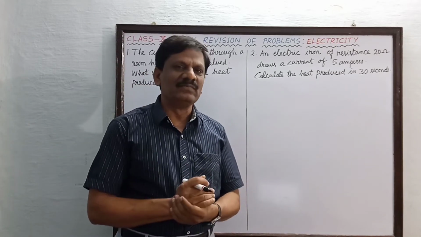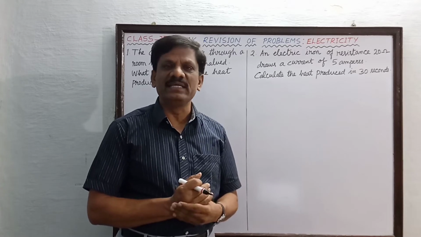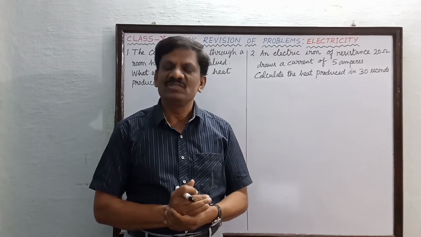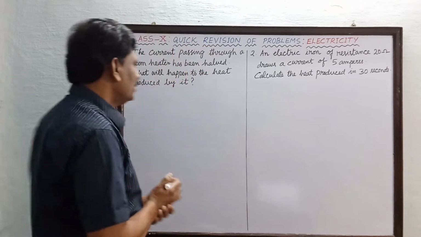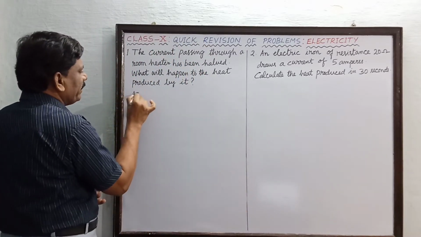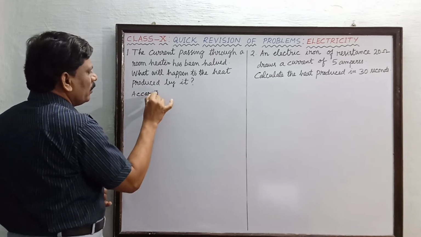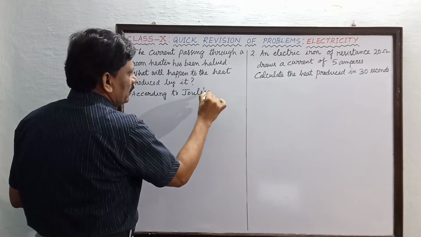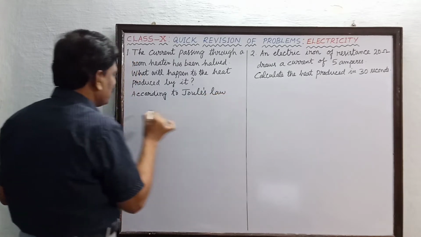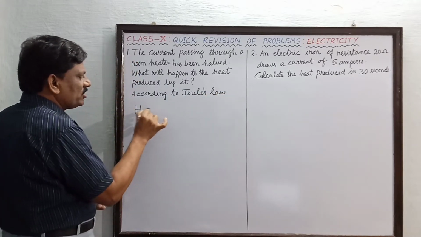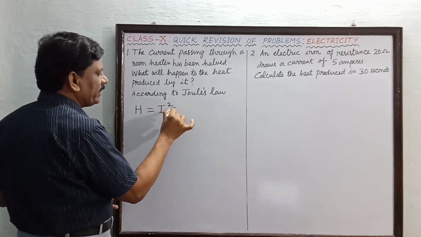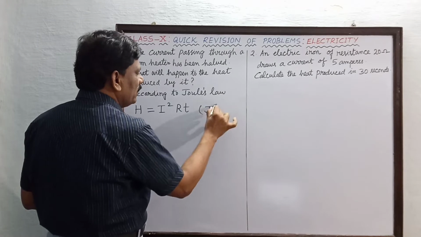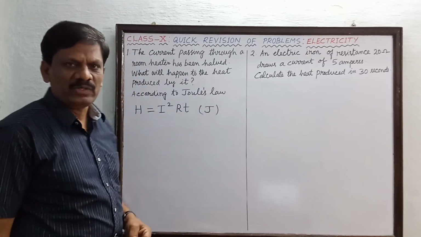This problem can be solved by using which law, you tell me? Yes, it is Joule's law of heating. So according to Joule's law of heating, the expression is given by heat produced H is equal to I square into R into T joule. This is the expression we are going to use.